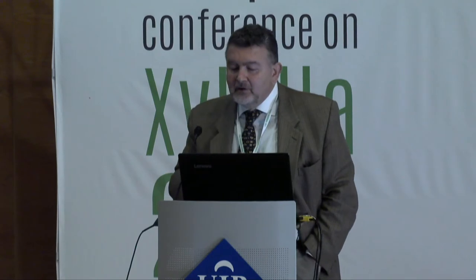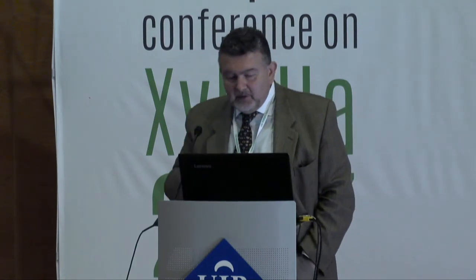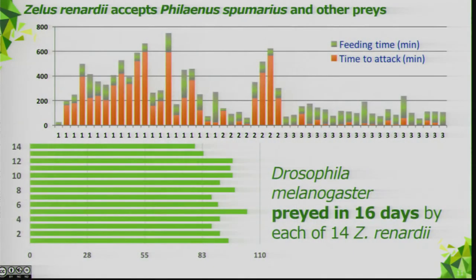Then we did a massive Drosophila melanogaster preying experiment, and you can see the numbers. In 16 days, each of 14 Zelus renardii preyed up to 110, more or less, Drosophila. So they do killing continuously. It's like a joke, like a play for them.